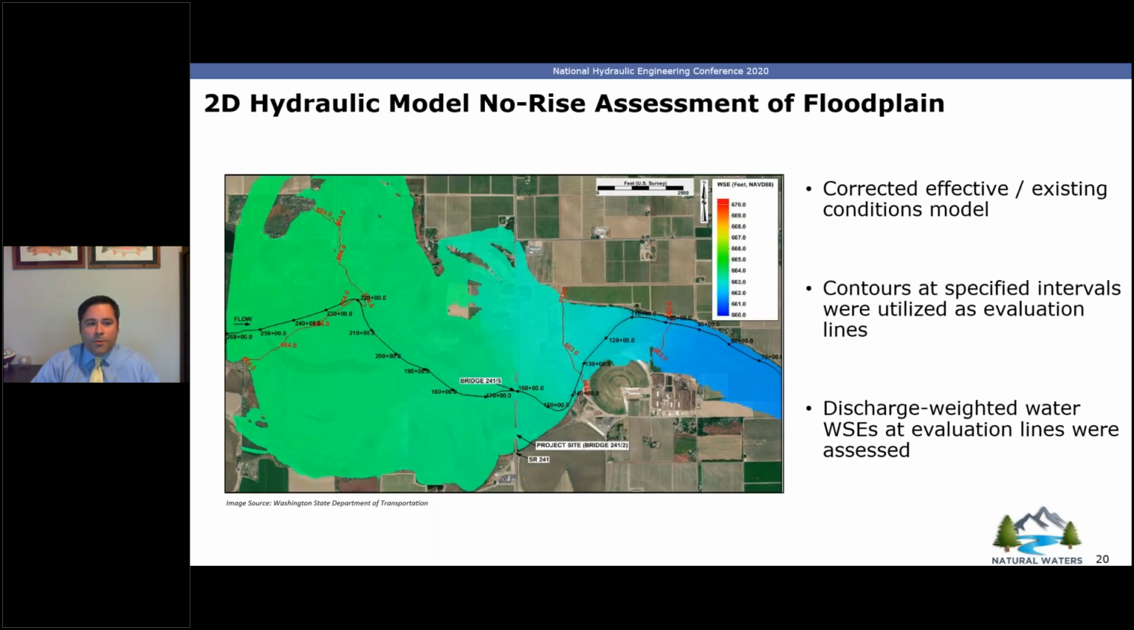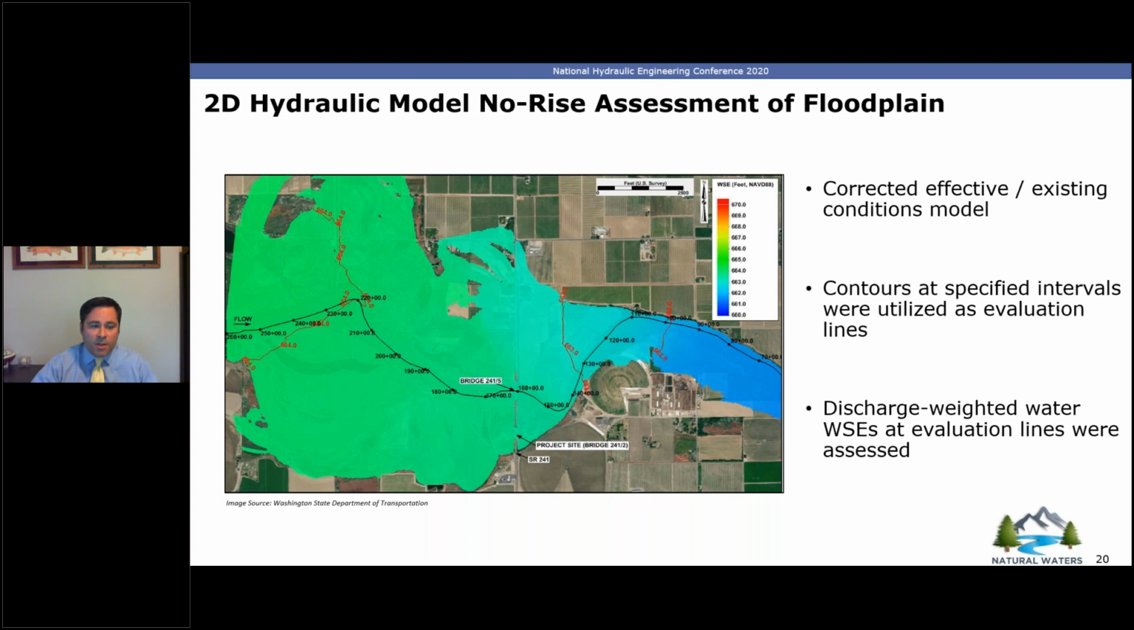And walking through that no rise procedure, once that corrected effective / existing conditions model was completed, alluding back to the process that Scott was mentioning, the contours at specified intervals. In this case, we're just using 1 foot contours, but you could select any level of precision in what contours you'd want to do. So again, the 1 foot contours were utilized and they were converted to evaluation lines in SMS.